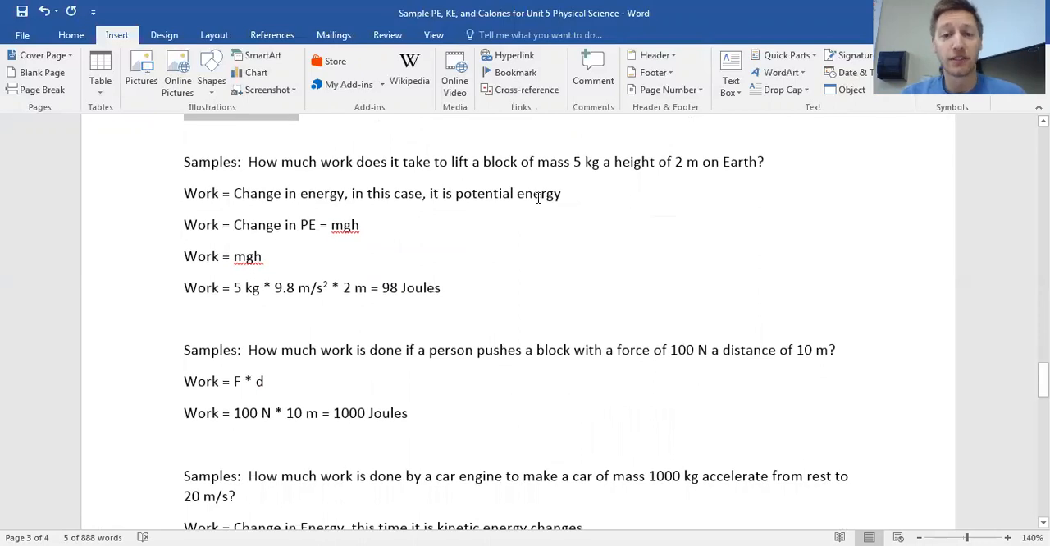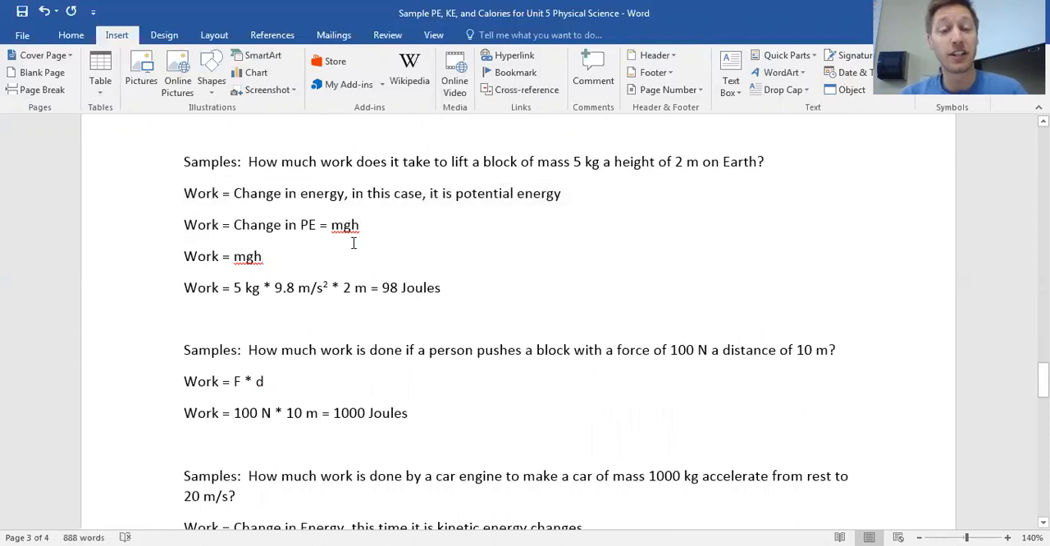So, some sample questions about work. How much work does it take to lift a block of a certain mass, 5 kilograms, to a height of 2 meters above Earth? So what kind of work are we doing here? We're changing the potential energy of it because we're lifting the block up. So in this case, work is a change in energy that is specifically potential energy. So the work will be equal to a change in potential energy.